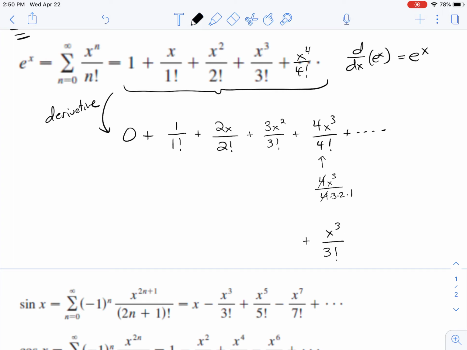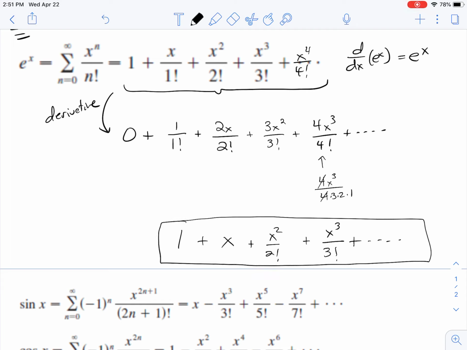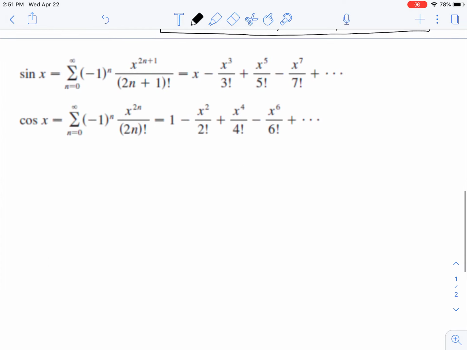If I do the same thing on these others, the next term over is going to be x squared over 2 factorial. Then this one is just going to be x, and then 1. And they keep going. So the series that we get here for the derivative of e to the x, sure enough, is the same as the original series we had up here for e to the x. So this is the series that represents that function.